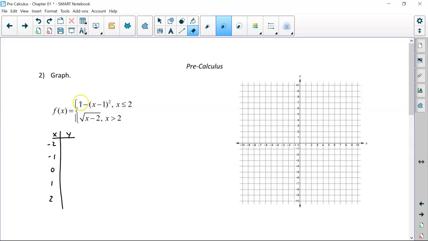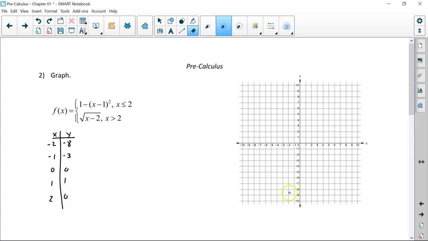So it's 1 minus -2 minus 1 squared. -2 minus 1 is -3, squared is 9. 1 minus 9, so it's going to be -8. And you can keep substituting those values. You'll get -3, 0, 1, and 0.